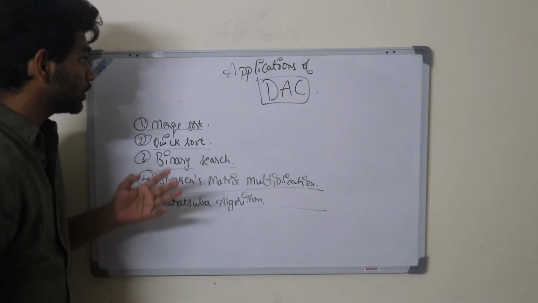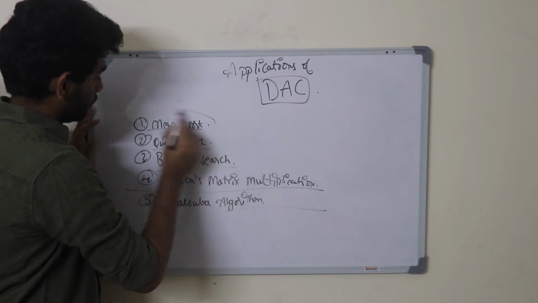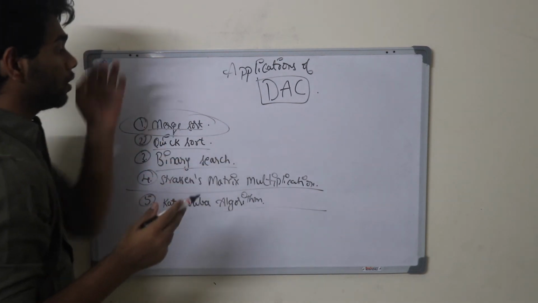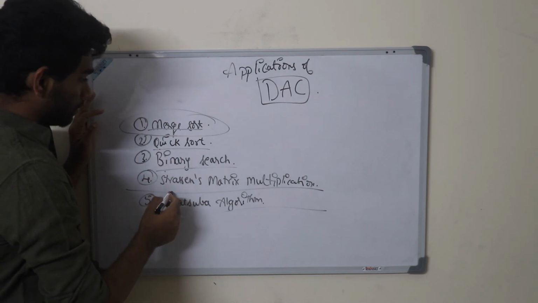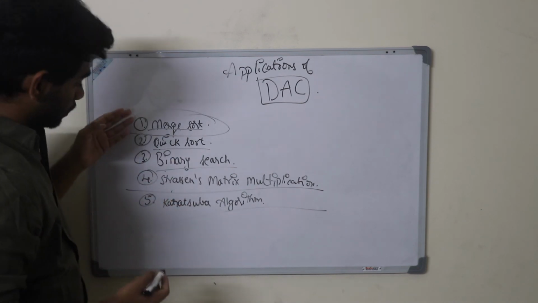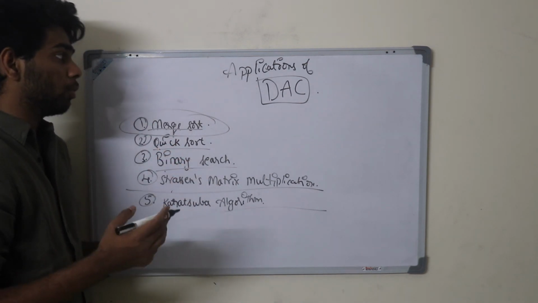So these are the most used applications of divide and conquer, in which merge sort is a very useful one. Binary search, quick sort, and Strassen's matrix multiplication algorithm are all used, and they usually play a very important part in getting these things done.